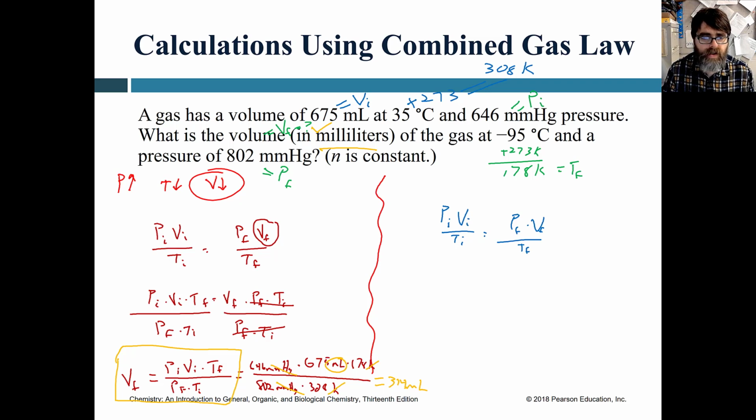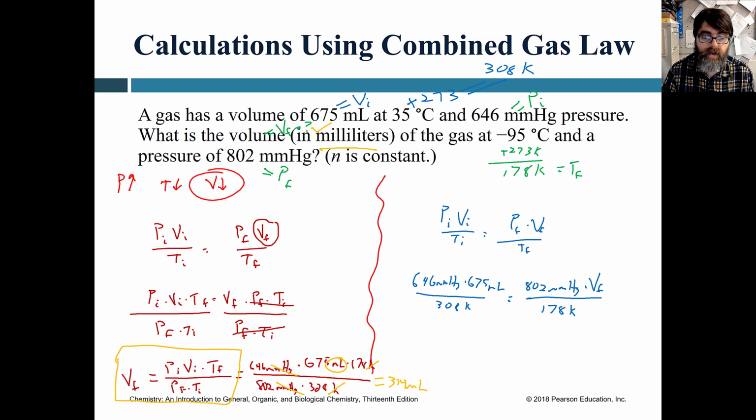So then we just plug in the numbers. So the initial pressure is the 646 millimeters of mercury, and then we have 675 milliliters over the 308 Kelvin is equal to the pressure final, which is 802 millimeters of mercury, times the volume final, which is what we're solving for. So I'm going to leave that as VF over the 178 Kelvin. Now I do the math.